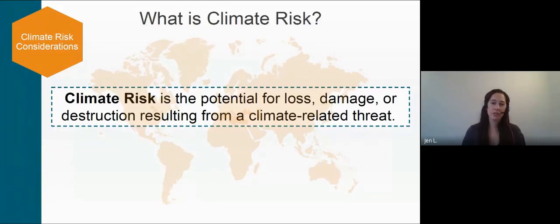If you were to Google right now the term climate risk, you would come up with thousands of different hits and probably hundreds of different definitions. So for our sanity here today, we're just going to go with this very simple definition, and we're going to say that climate risk is the potential for loss, damage, or destruction resulting from a climate-related threat. So there's a lot of terminology in here that we are going to continue to unpack. But first, I want to talk about why we should even care about climate risk.